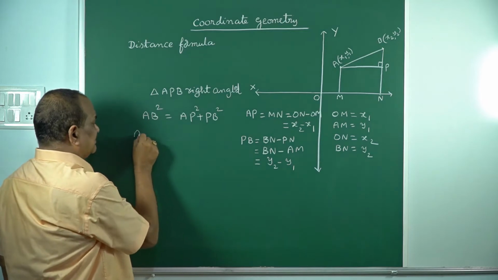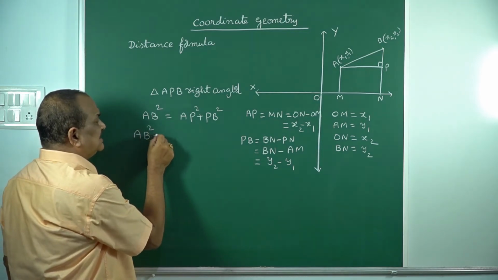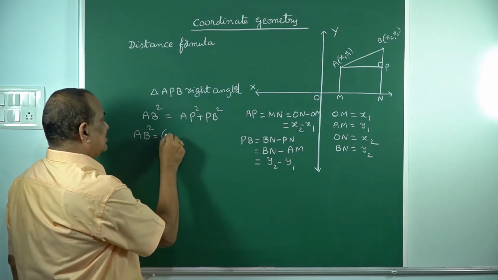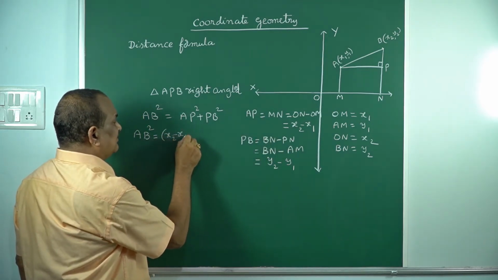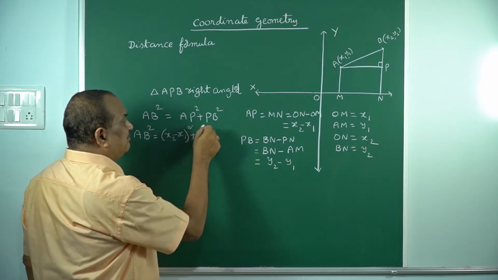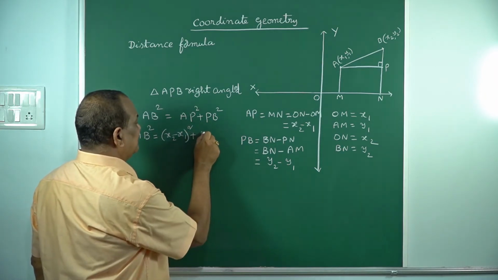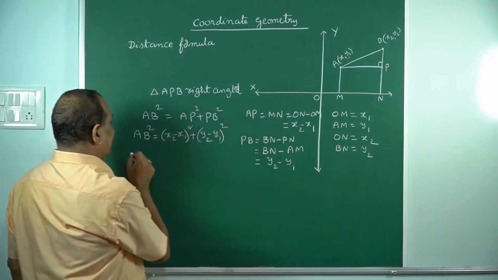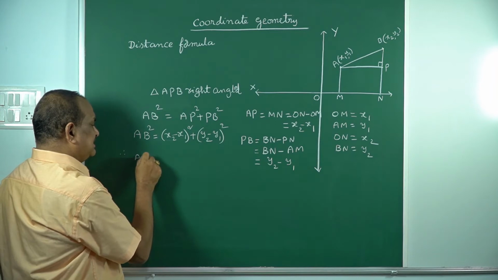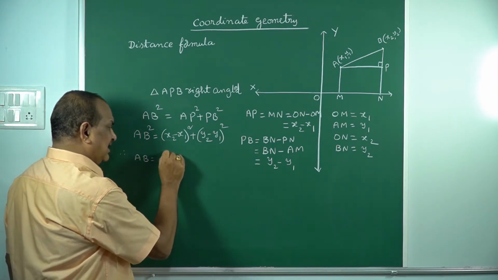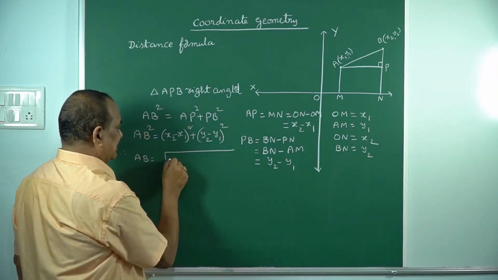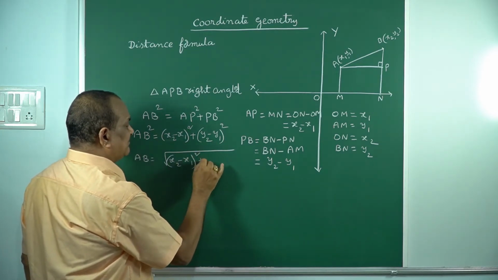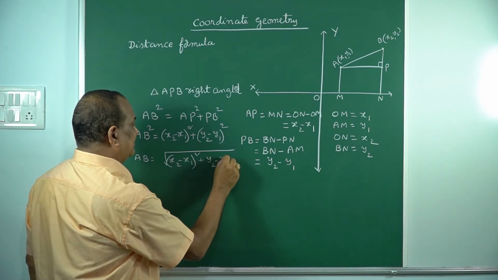Now let us substitute the values known to us. AB square is equal to AP square. AP is x2 minus x1, so x2 minus x1 whole square, and PB is y2 minus y1 whole square. And therefore AB is equal to root over x2 minus x1 whole square plus y2 minus y1 whole square.